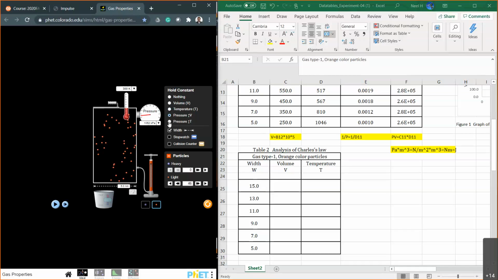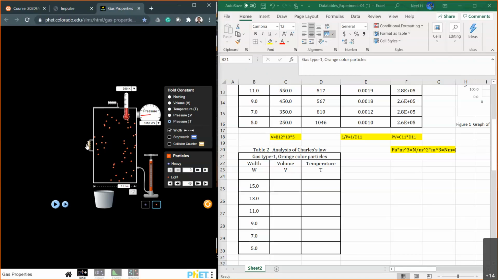You have to click the pressure constant on this last icon, okay? Not the middle icon. There are two icons to keep the pressure held. One says the pressure arrow and V, and the last one says the pressure arrow and T. Click the last one, okay? Pressure arrow and T, because I have to physically change the volume and then measure the temperature, okay? So that's the plan. Pressure should hold constant.